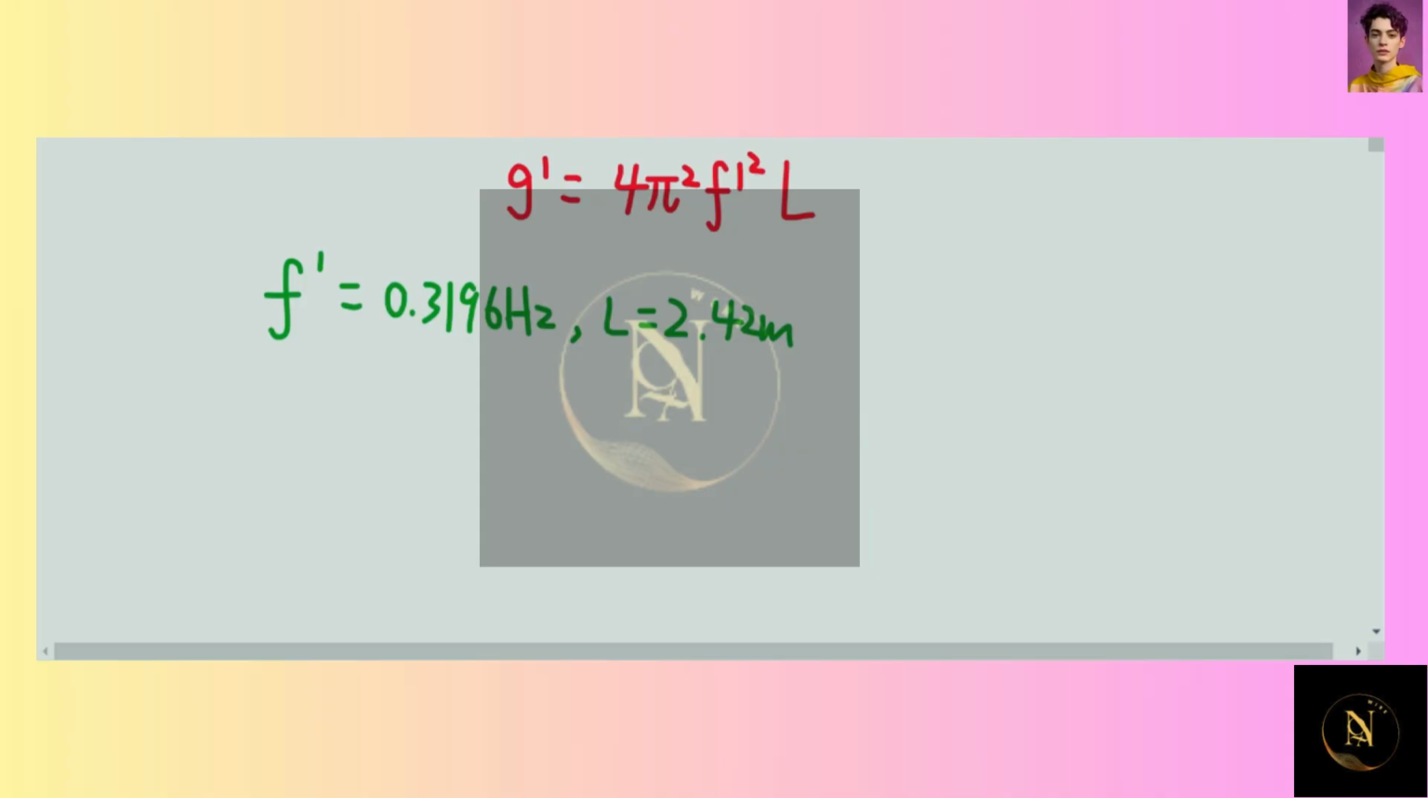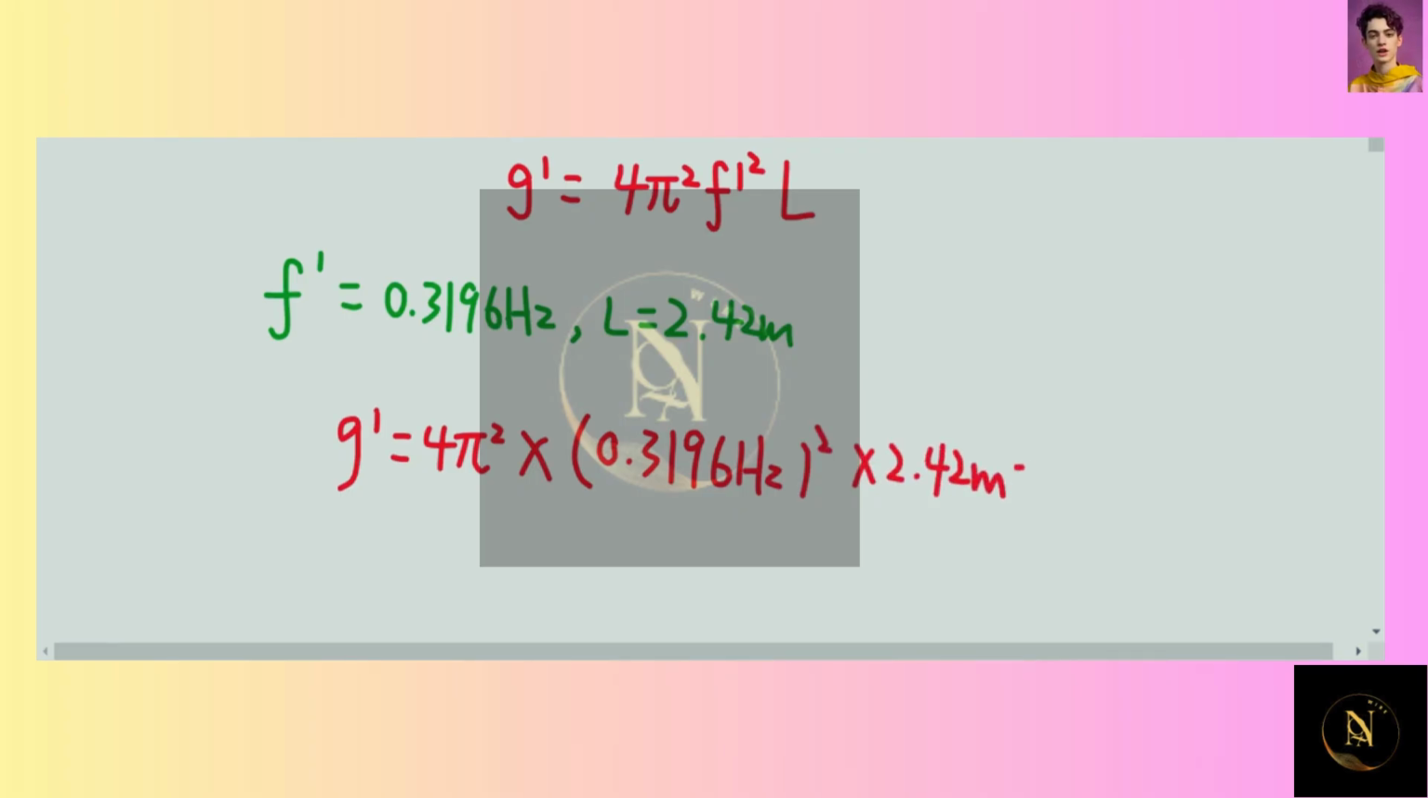So therefore the new acceleration of gravity, g prime, should be equal to 4 pi squared times 0.3196 hertz squared and then times 2.42 meter, and this will give us the acceleration of gravity at this point is about 9.759 meter per second squared.